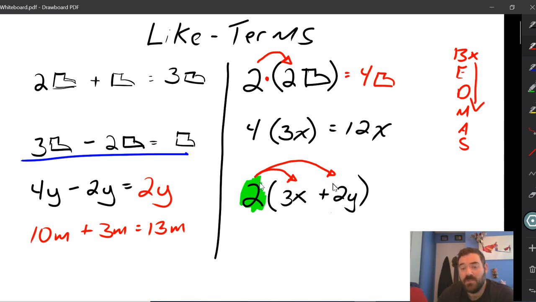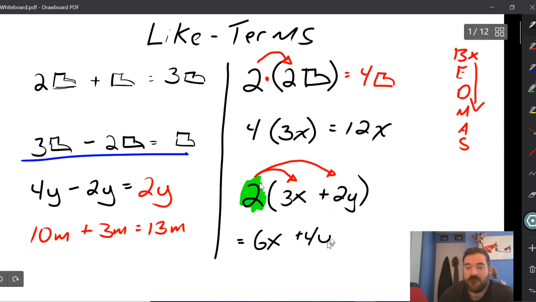I'm going to distribute the 2 into both those terms, and what I'm going to get is 2 times 3x's, that's going to give me 6x's. 2 times 2y's, if there's 2 y's and I double it, that's going to give me 4 y's. And that's where I stay. I can't go any further because I cannot add 6x plus 4y because they are not like terms.